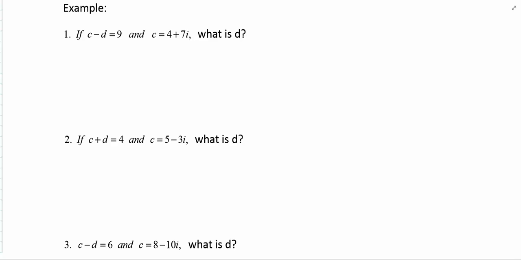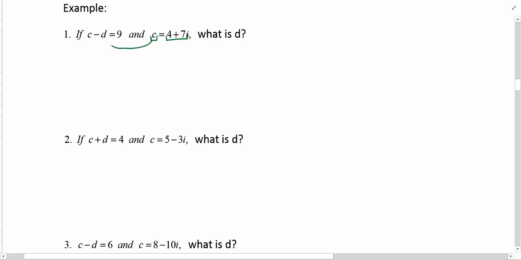If c minus d equals 9 and c is equal to 4 plus 7i, what is d? So the substitution rule says that anytime that we see a c in this original equation, I would like to change it from the letter c to what c is equivalent to, this complex number. So let's go ahead and make that substitution and rewrite the problem. I now have 4 plus 7i minus d is equal to 9.